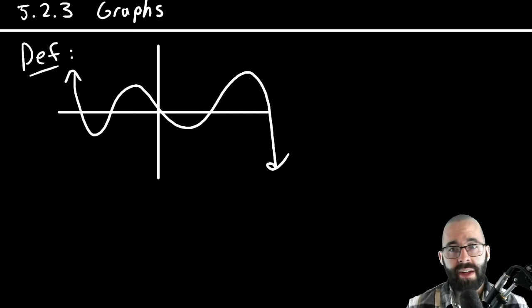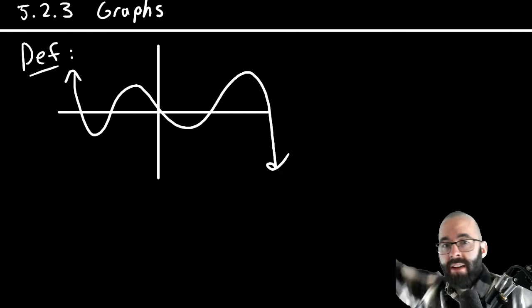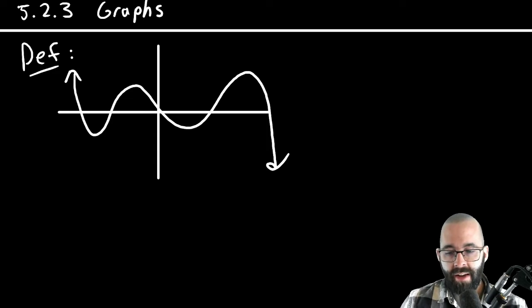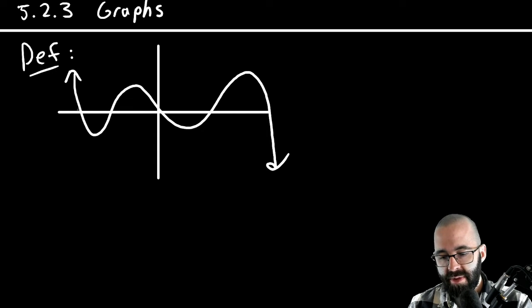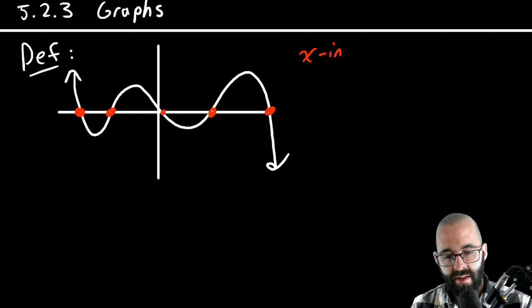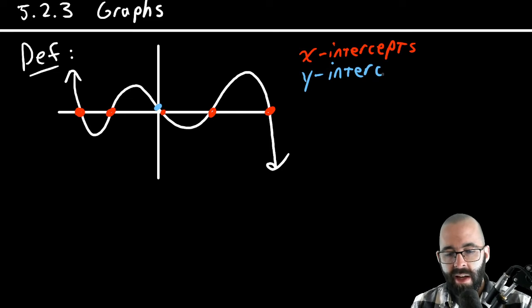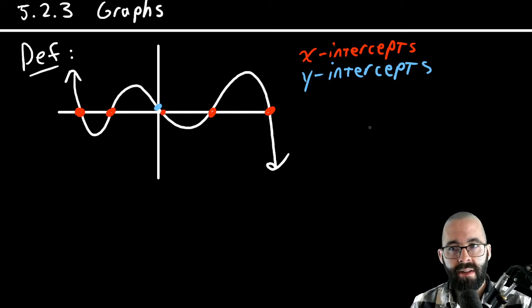There's a couple things that we can say here. We know the end behavior is like this. Already talked about end behavior. We know the intercepts, right? The x-intercepts, let's be precise, are these right here. We know the y-intercept. There's only ever one y-intercept. Talked about intercepts in the last video.